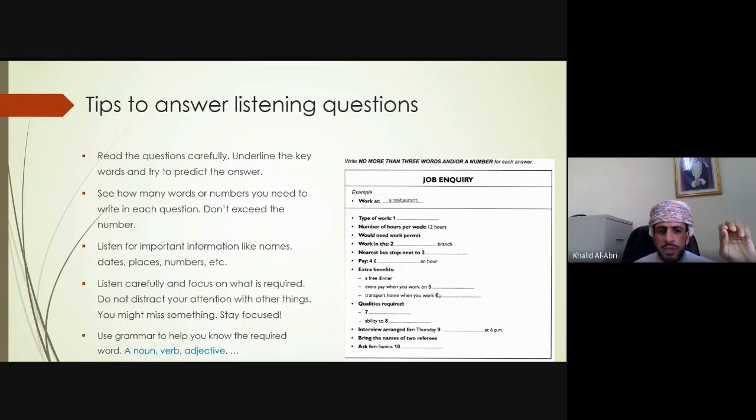Make use of the 30 seconds. How do you make use of these 30 seconds? You need to underline the keywords and try to predict the answer. So here, for example, number one, type of work.